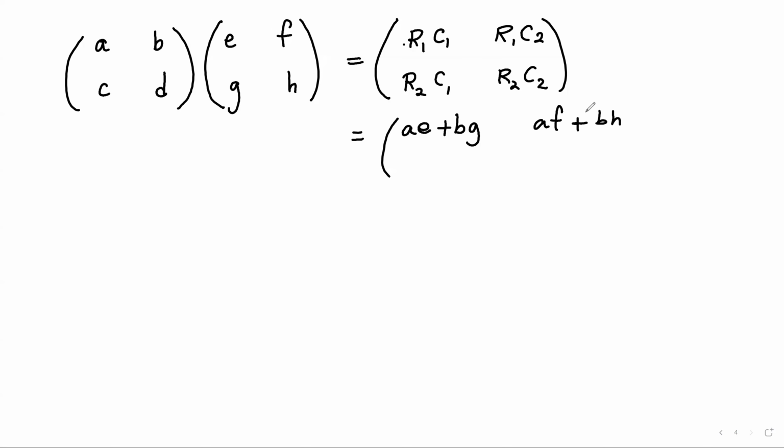All right. And then on the bottom, this is row 2, column 1. So you're literally going to multiply row 2 by column 1. So it will be C, which is your first term in row 2, by the first term in column 1, which is E, and then D, which is your second term in row 2, by G. And likewise, row 2, column 2 would be row 2 times column 2. So it will be C times F plus D times H.